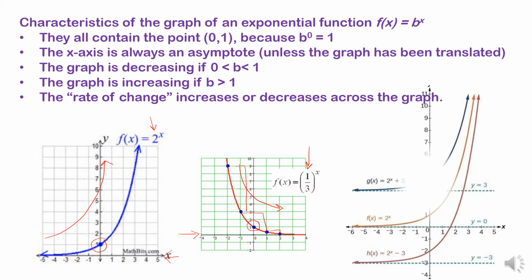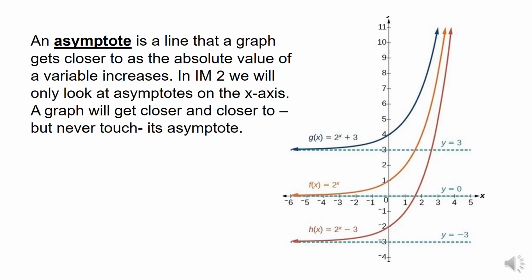Now, here's a picture of some graphs that have been translated. They start with the parent function here, and then they graph it this way. Okay, this just defines an asymptote a little bit better. It is the line that an exponential graph gets closer to as the absolute value of a variable increases. In IM2, we will only look at asymptotes on the x-axis. And a graph will get closer and closer but never touch its asymptote.